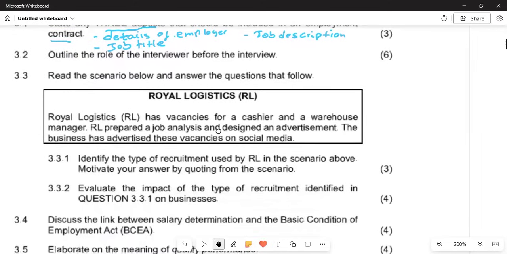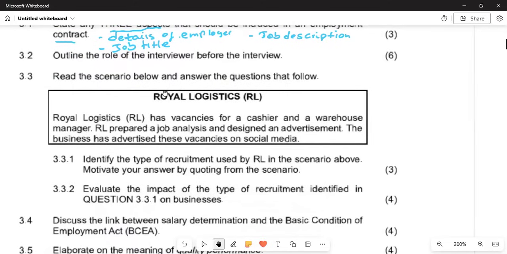Now we are moving on. Outline the role of the interviewer before the interview. We want the role of the interviewer before the interview can take place.